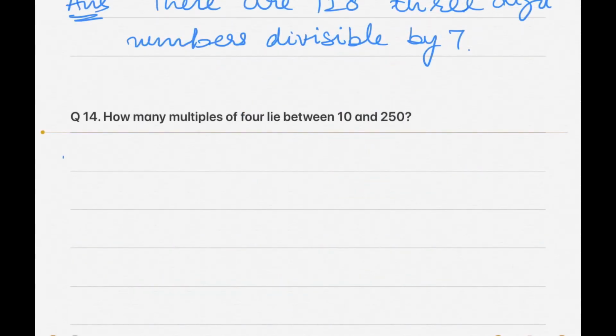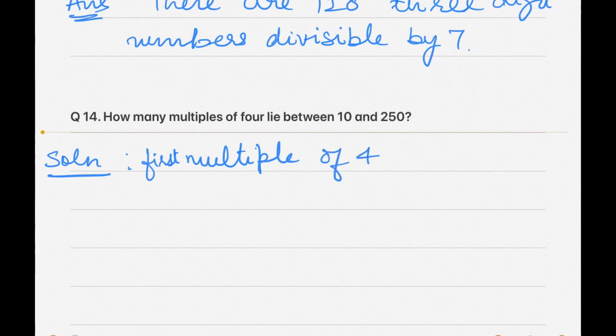Now question number 14 is also similar to the previous one. There we had found the multiples of 7, and here we have to find the multiples of 4. Now they say, how many multiples of 4 lie between 10 and 250? So now to find my AP, the first multiple of 4 greater than 10 would be equal to 12, because 8 and then 12, so I can write this down.